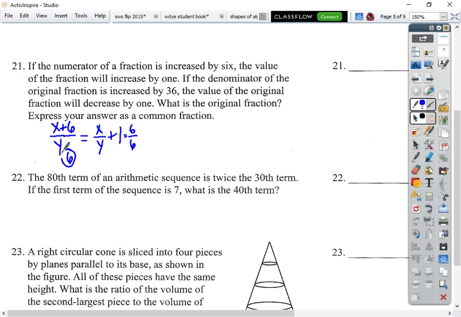Now let's look at the second part of this. If the denominator of the original fraction is increased by 36, the value of the original fraction will decrease by 1. What is the original fraction? Express your answer as a common fraction. So now we're taking our original fraction, x over 6, because we know that denominator is 6. And we're increasing the denominator by 36 so that we now have this thing that's x over 42.